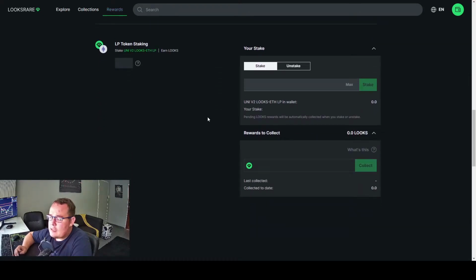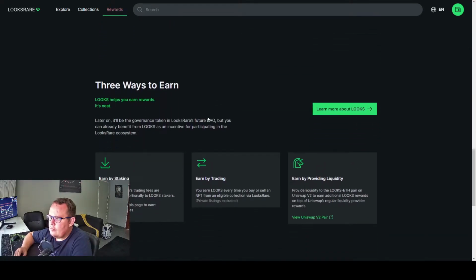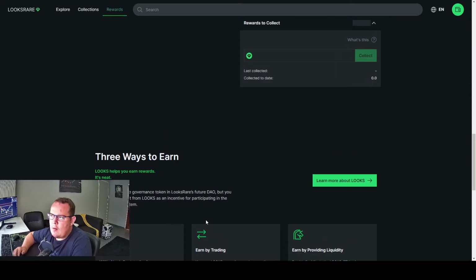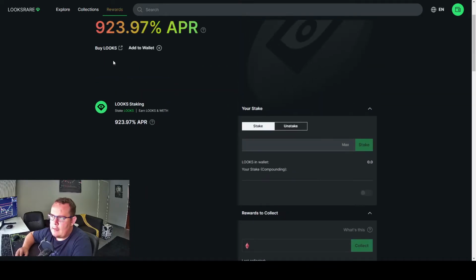LP token staking. So there are three ways to earn. Earn by staking: 100% of LooksRare trading fees are redistributed proportionally to LOOKS stakers. Stake LOOKS via the page to earn WETH and extra LOOKS. Earn by trading. Earn by providing liquidity. So LooksRare looks like an exchange for NFTs.